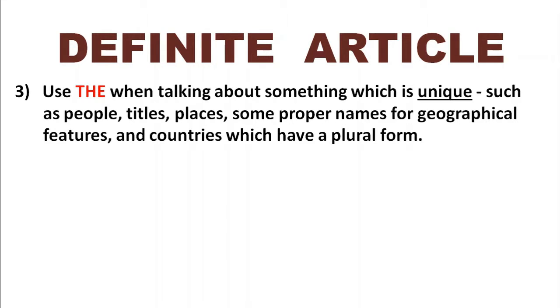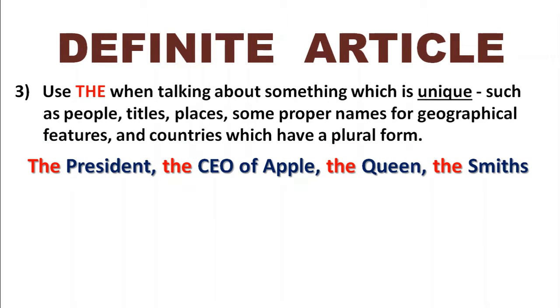So we would say the president, the CEO of Apple, the Queen, because there's only one of these. There's only one president, President Trump, the CEO of Apple, Tim, and the Queen, our current Queen here in the UK. The last one here is the Smiths. That's a fairly unusual one. Instead of saying, here is Mr. and Mrs. Smith and their 3 children, John, Tom, and Mabel, we actually just say, oh, here are the Smiths. So we use the Smiths to mean the whole group. It's back to being a member of a group, but we call them the Smiths, the Smith family.